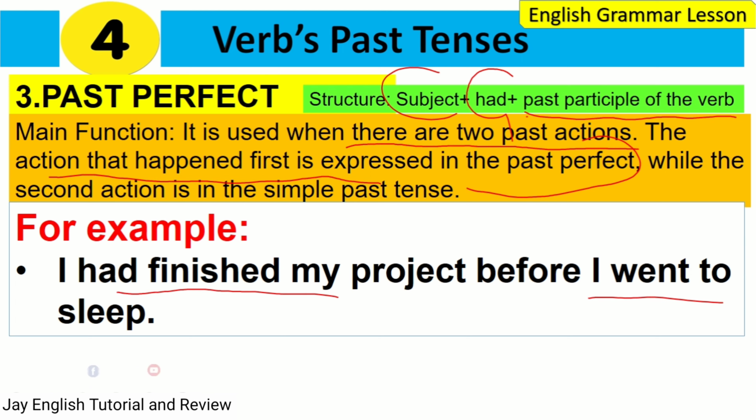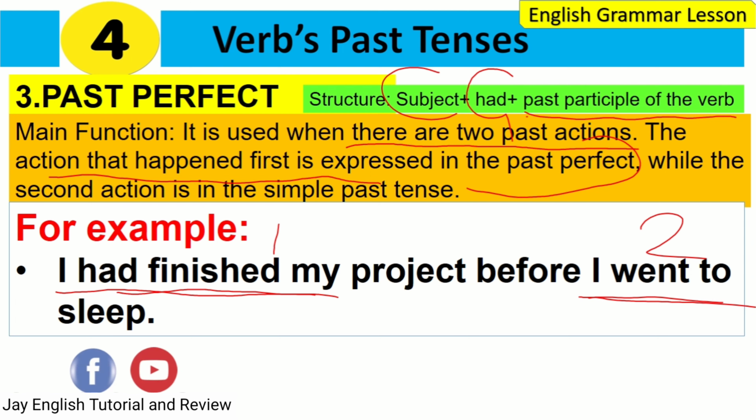Okay? And it says in the function, the action that happened first is expressed in the past perfect. So, I had finished here is in the past perfect. It means that finishing my project happened first before I went to sleep. So this means that had finished is our first action and I went to sleep is our second action.